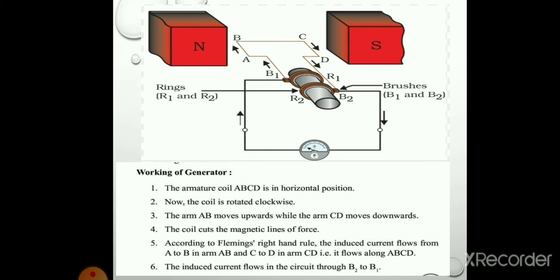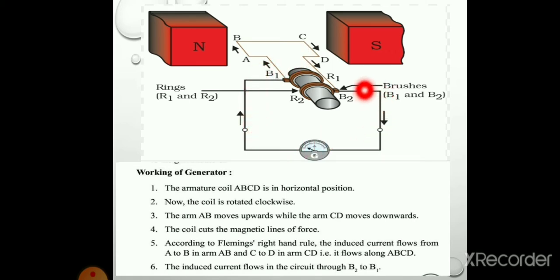The current moves in the opposite direction. In the first half cycle the current was induced from ABCD. In the second half cycle, the current is induced along DCBA. Hence, we say current flows from B1 to B2. So now DC is connected to here. The current moves from brush B1 to B2 now.